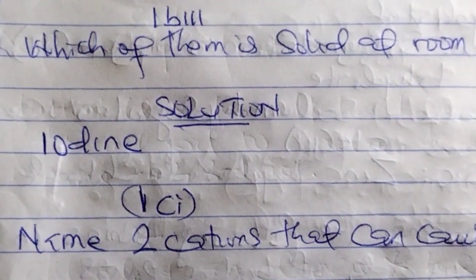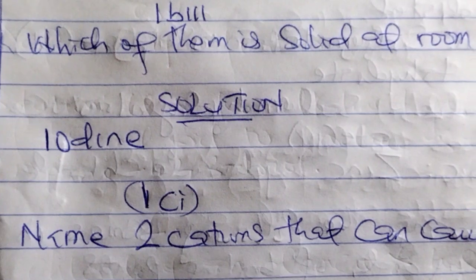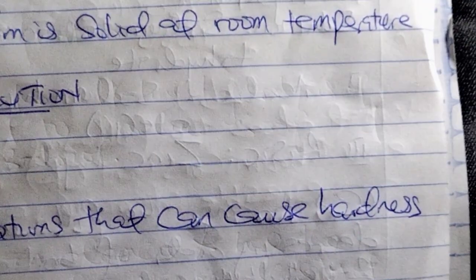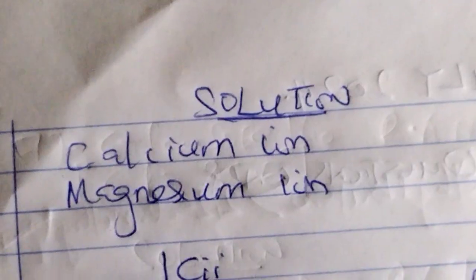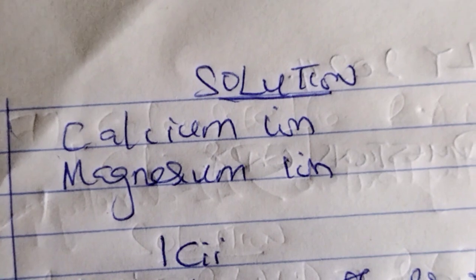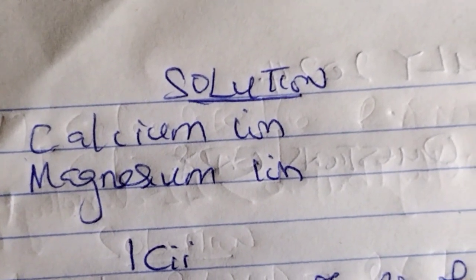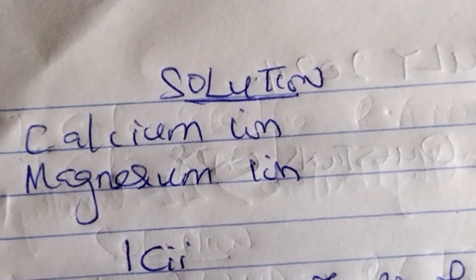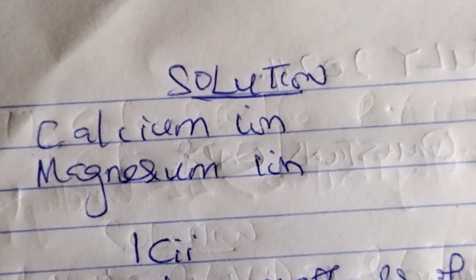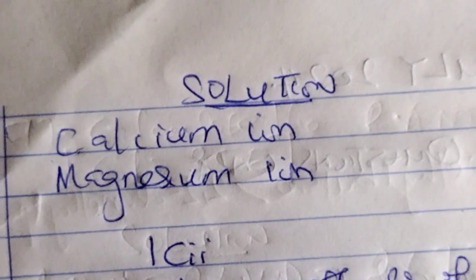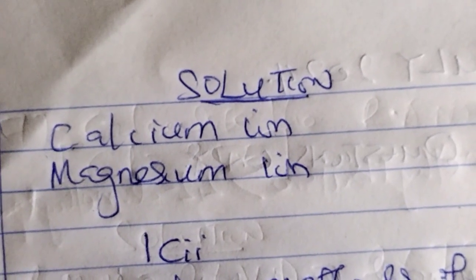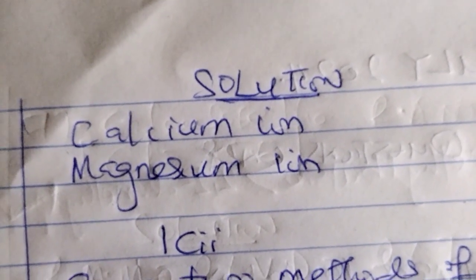We now go to 1CI. Name 2 cations that can cause hardness. Solution: calcium ion, magnesium ion. You don't need to say calcium 2 ion or magnesium 2 ion because these elements have fixed oxidation state. So just say calcium ion and magnesium ion. Write the name, means give the name. Don't write formula.